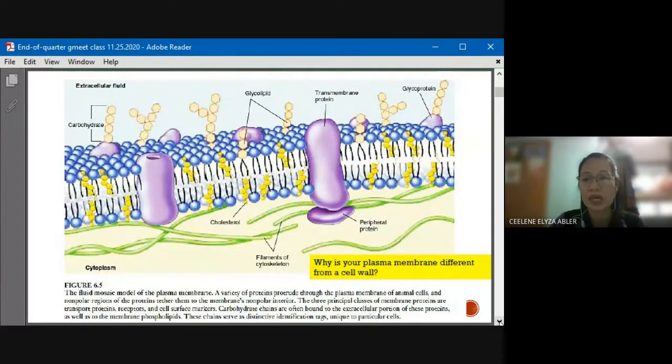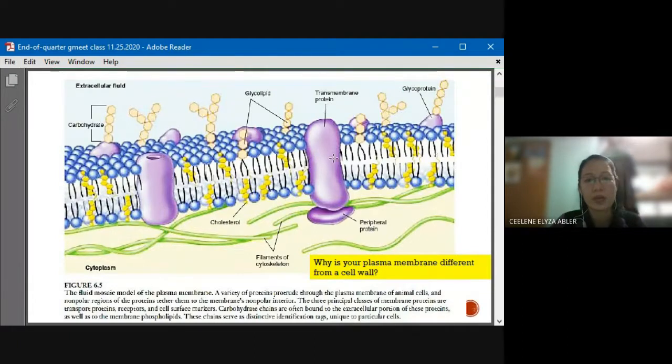So hindi siya rigid and it is moving around, constantly moving around. Para siyang amoeba na it has like pseudopods, pero hindi siya pseudopods kasi ang gagamitin niya. Okay, so for this one, this is the current fluid mosaic model of the plasma membrane.